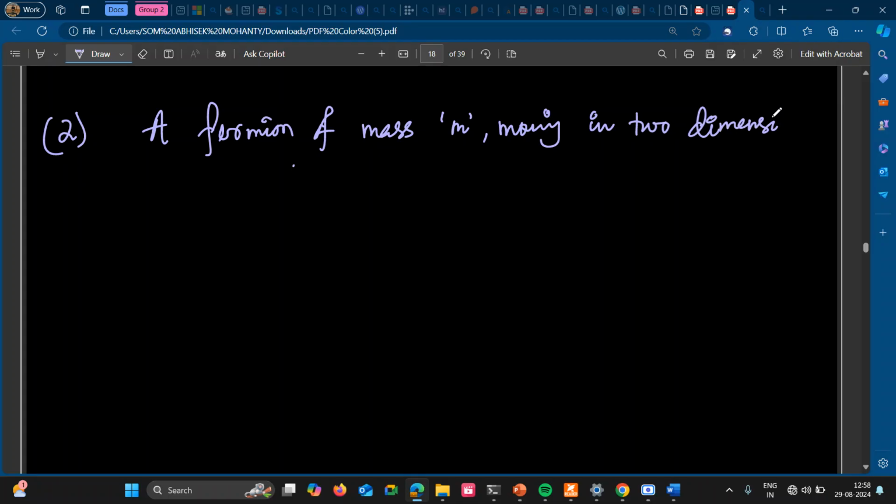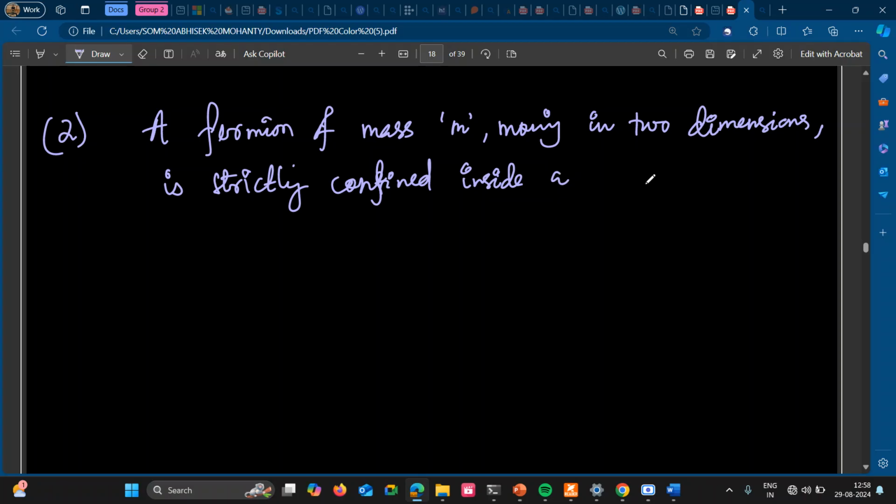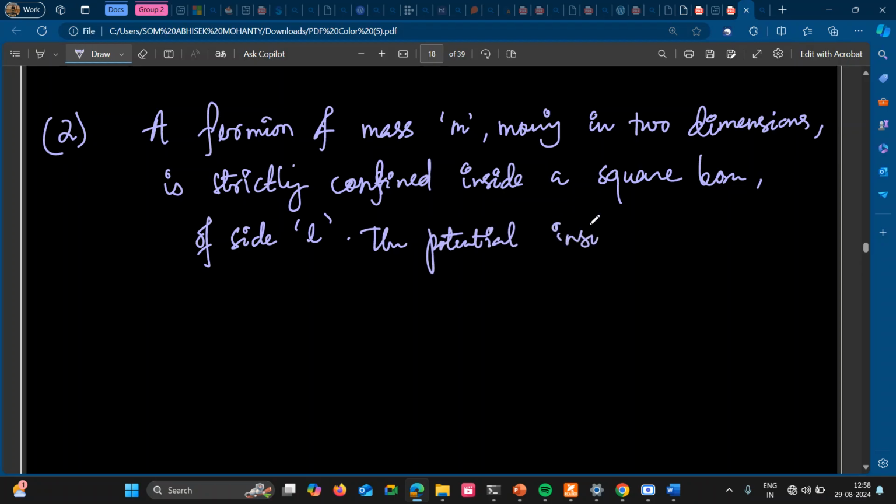Question number two. A fermion of mass m moving in two dimensions is strictly confined inside a square box of side L. The potential inside is zero.